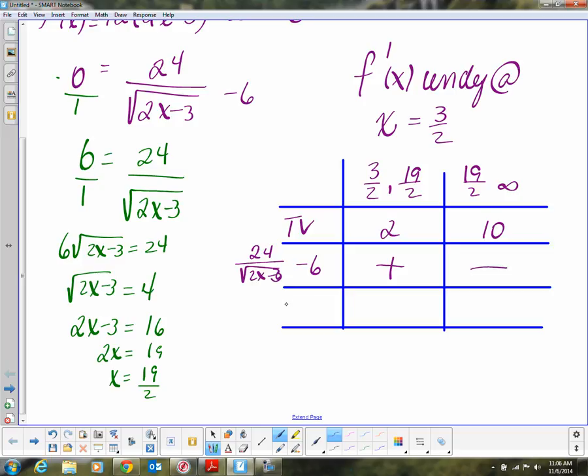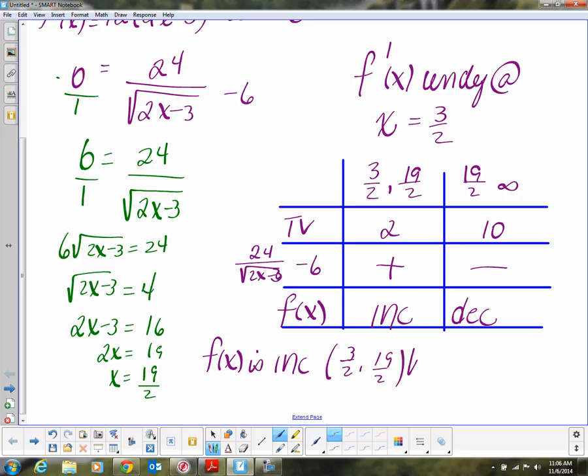Which means that my f of x is increasing and then decreasing. So you would tell me f of x is increasing on the interval 3/2 to 19/2 because f prime of x is positive. And you would say f of x is decreasing. I didn't ask for max or min, did I?